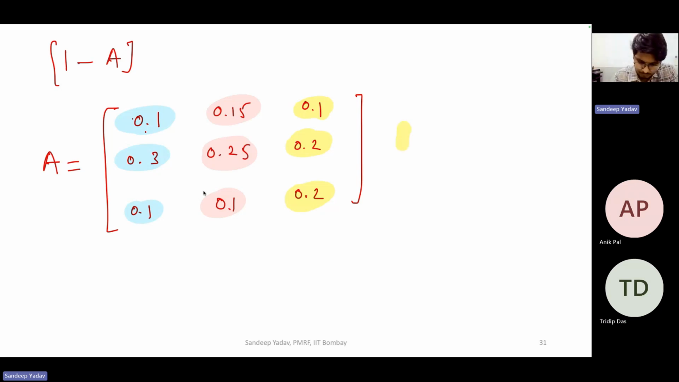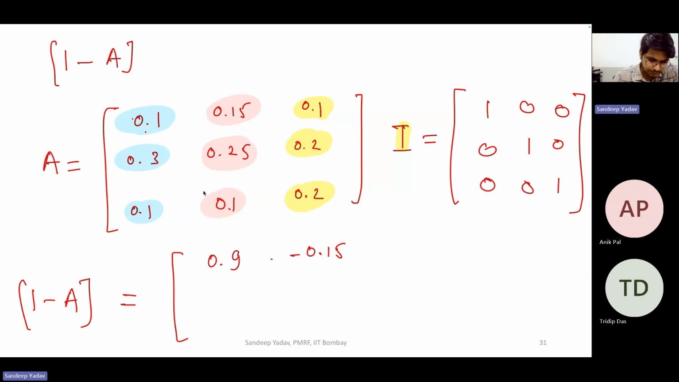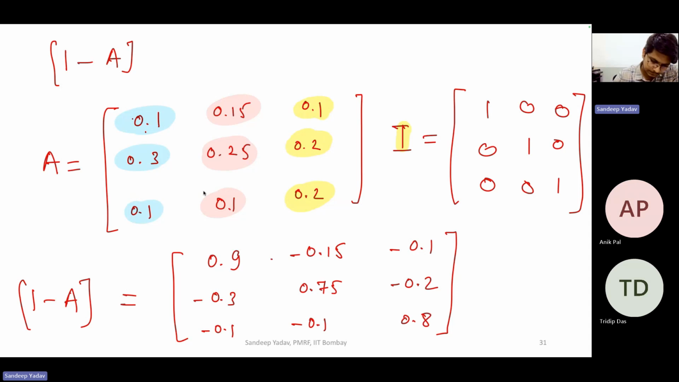And the identity matrix we already know, I is equal to 1 1 1 and 0 elsewhere. Now I minus A, if you calculate, that would be 0.9, minus 0.15, minus 0.1, minus 0.3, 0.75, minus 0.2, minus 0.1, minus 0.1, and 0.8.